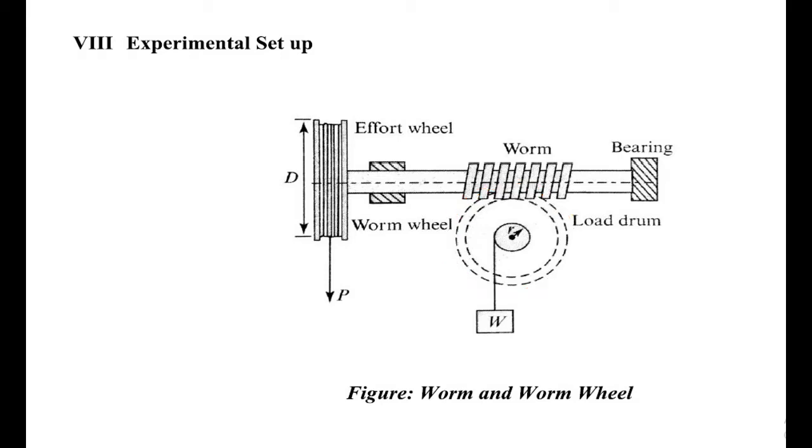The worm wheel is further connected to the load drum, and on the load drum a string is provided, and with the help of this string we can lift the load. The radius of the load drum is denoted by small letter r. So this is the experimental setup given in your lab manual. Now for further details we are going directly to the worm and worm wheel machine.